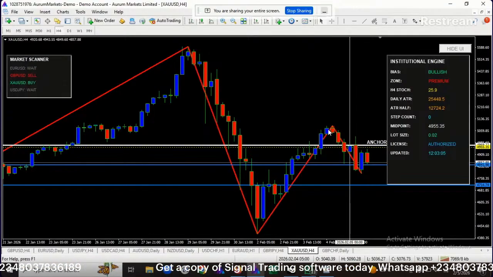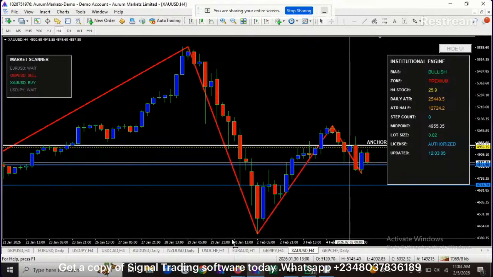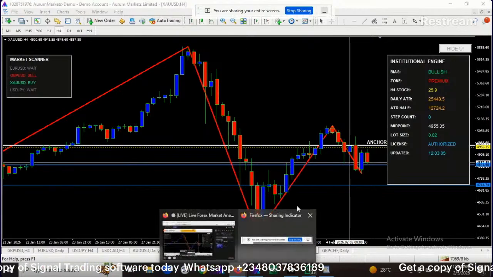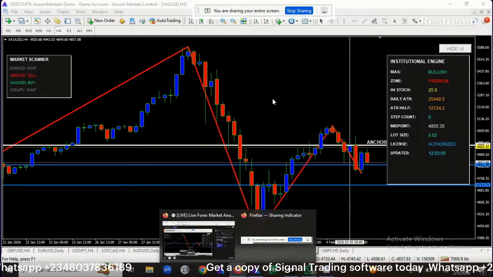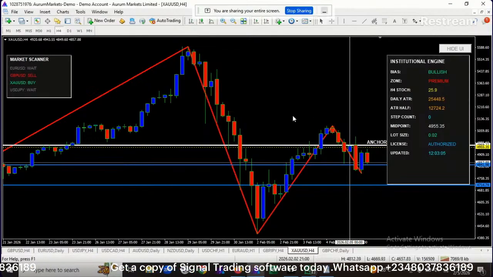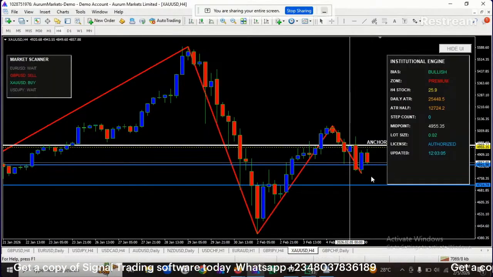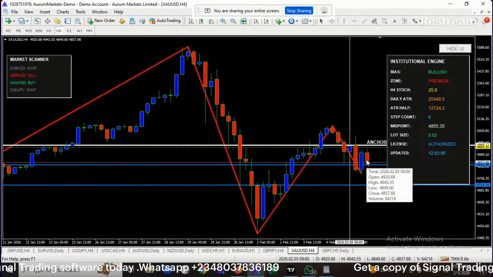You are buying at a premium area, which is very wrong. You cannot be buying at a premium area. You should look for sell opportunities at a premium area. So gold is still bearish.